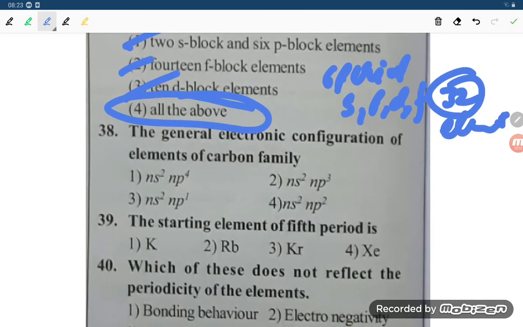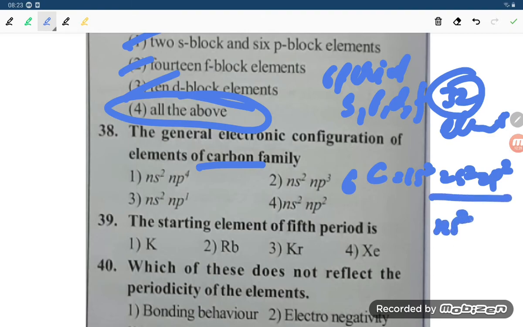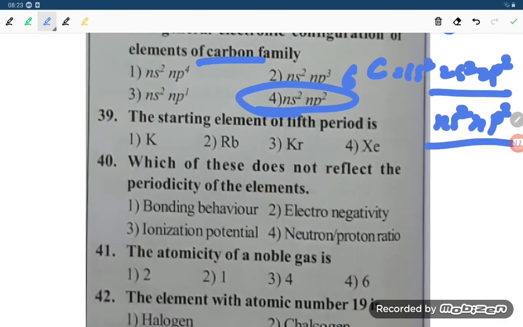Now let us move to 38. The general electronic configuration of elements of the carbon family. Carbon is atomic number 6, so 1s2, 2s2, 2p2. So ns2 np2 is correct, and the correct option is option number 4. 38, option 4 is correct. 39. The starting element of the fifth period is, first, hydrogen, lithium, sodium, potassium and rubidium.